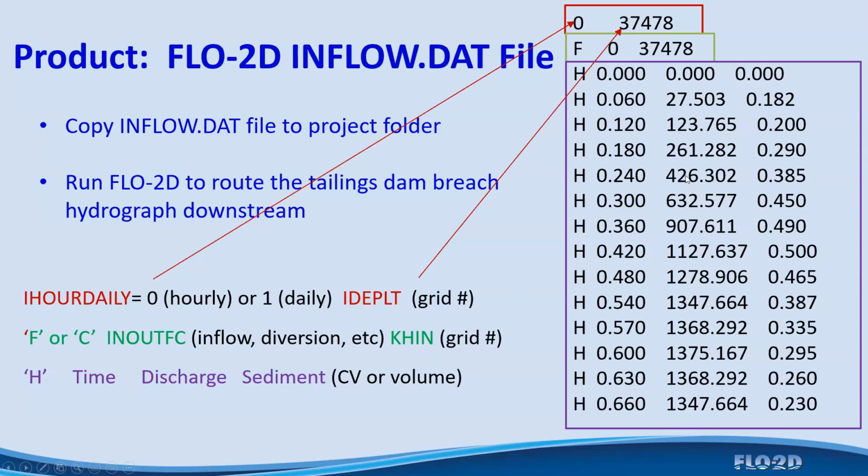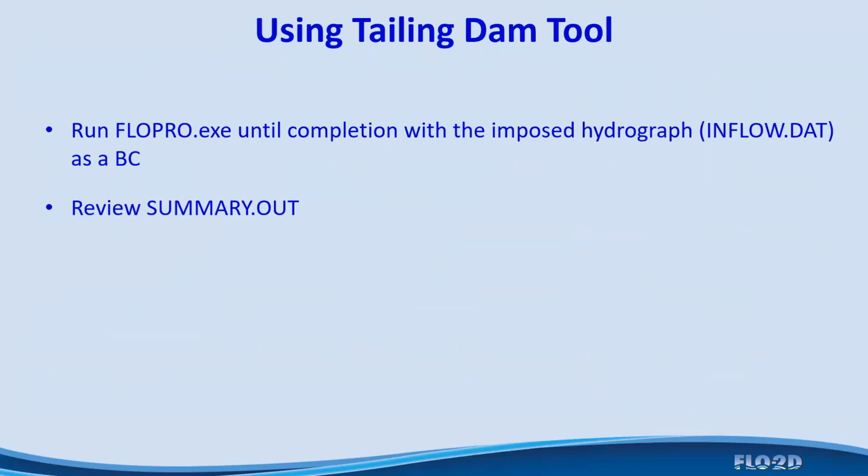And the third column, 27.5, 123.7, those are the water discharges, okay? So it's basically CFS or CMS. And the last column is the sediment concentration, in this case entered as a sediment concentration by volume, okay? If you decide to select sediment volume here, then you will see volumes in cubic meters or cubic feet, okay? And the tool does that for you automatically. You only need to understand what you want to see in your inflow.dat file, because the tool will create that in the format that you select.